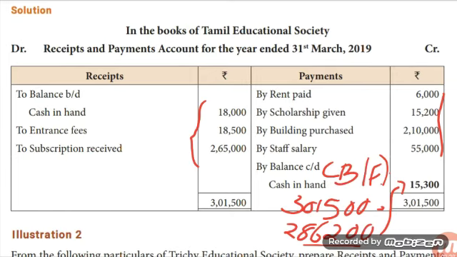Then find the balance. How? Find the total of the debit side and write that with a pencil. What is that? 3,01,500. Then find the total of the credit side. Write that amount also with the pencil. Okay. What is that?